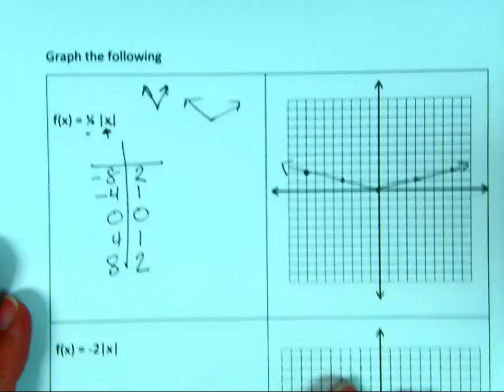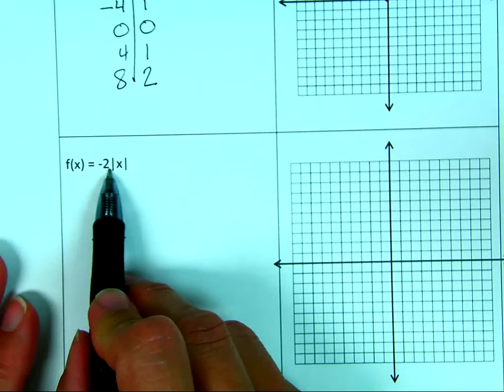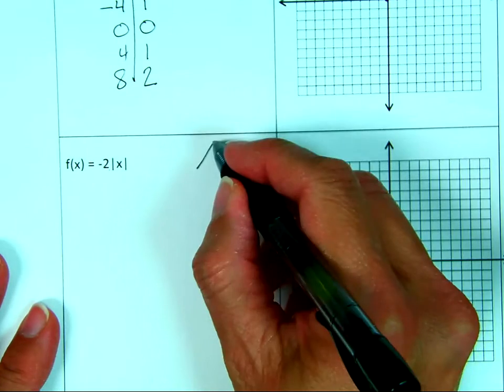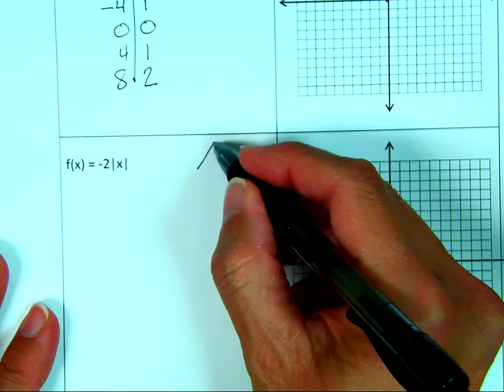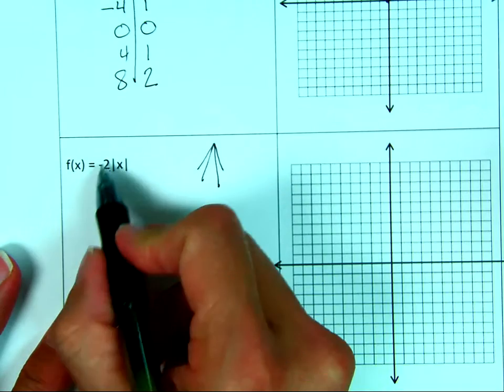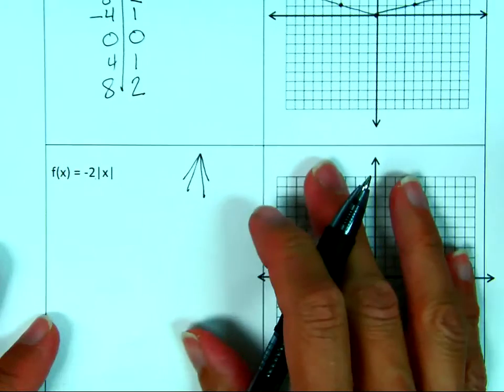Okay, let's try this one. So I noticed two things. I know there's a 2, and I notice there's a negative. The negative tells me it's going to be upside down. The 2 tells me it's going to be a little steeper than the regular. So my slope is going to be 2 and -2.